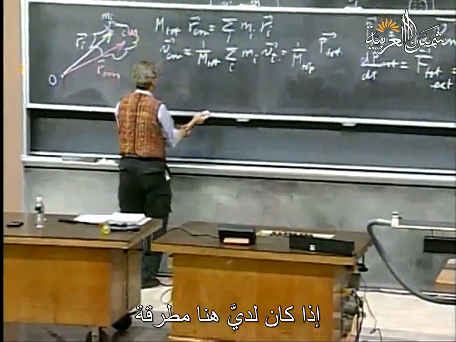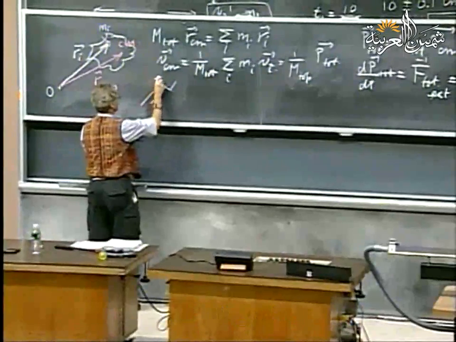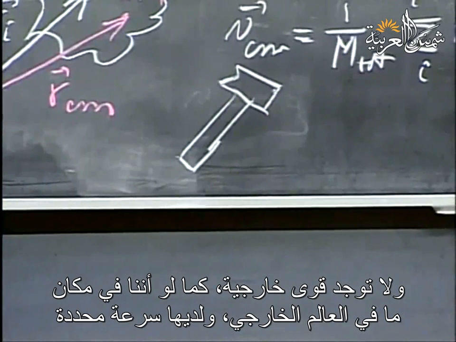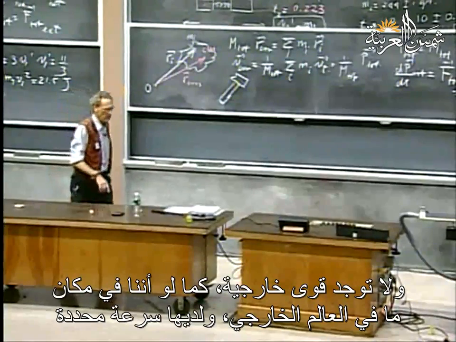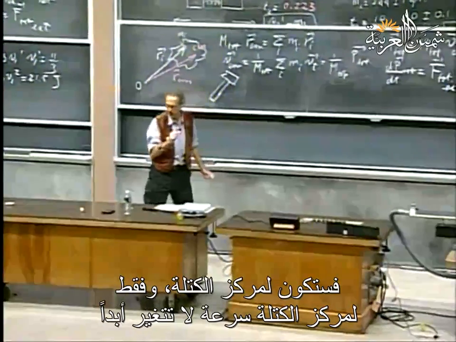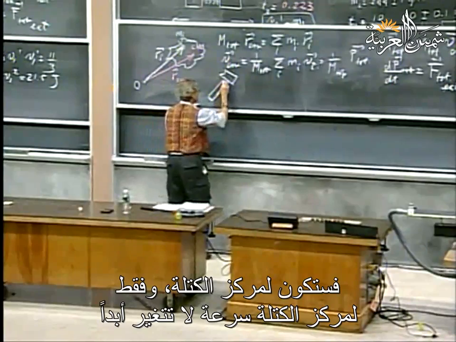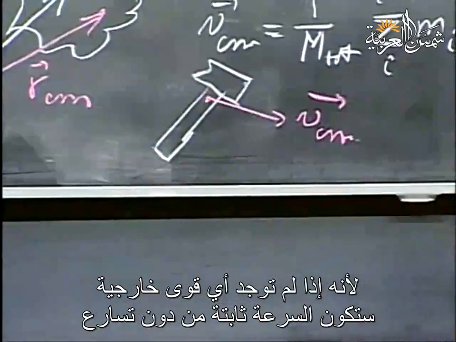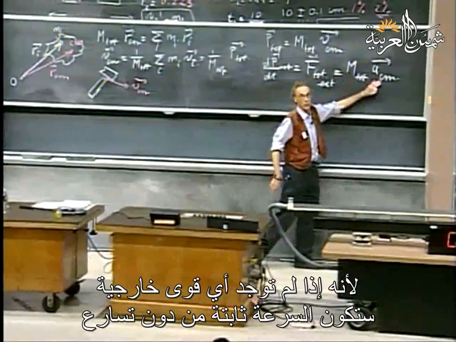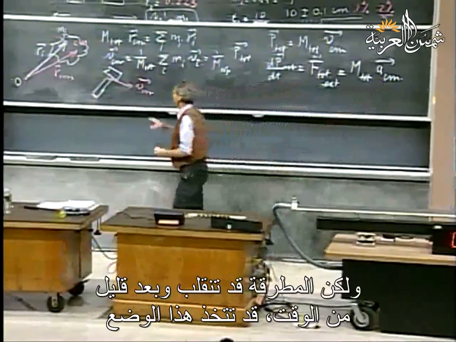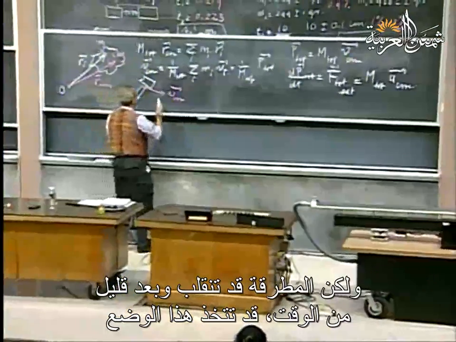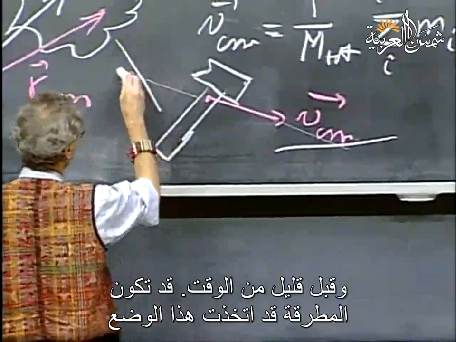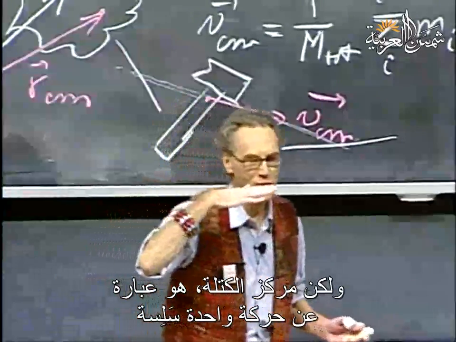If I had here a hammer, and there were no external forces, I would be somewhere in outer space, and it would have a certain velocity. Then the center of mass, but only the center of mass, would have a velocity that never changes, because if there's no external force, then there is only a constant velocity. There's no acceleration. But the hammer itself may be tumbling. A little later in time, the hammer may have this position. A little earlier in time, the hammer may have had this position. But the center of mass is just one smooth motion.